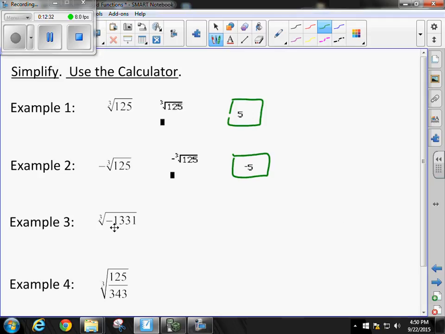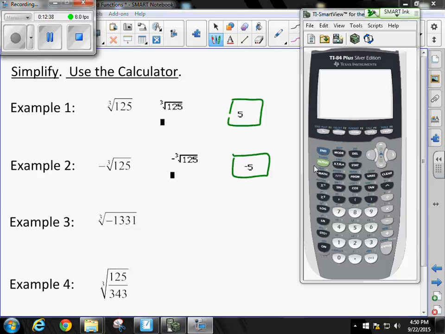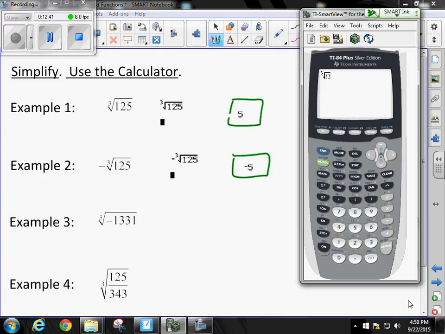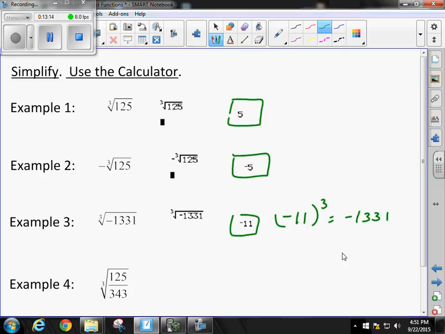Now I'm going to do the cube root of negative 1331. So I'll do Math 4 to get the cube root symbol, and I put in negative 1331. Now, this is not a square root of a negative number. This is a cube root of a negative number, and I can do the cube root. It's an even root of a negative number that you cannot do. And this turns out to be negative 11, because negative 11 cubed gives us negative 1,331. You can check it if you want to.